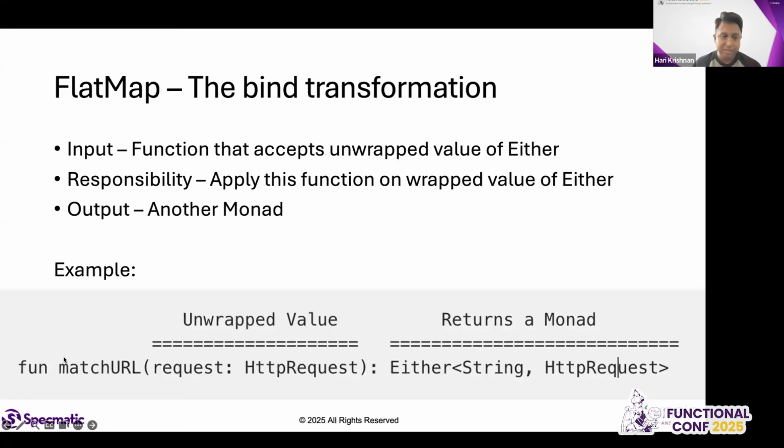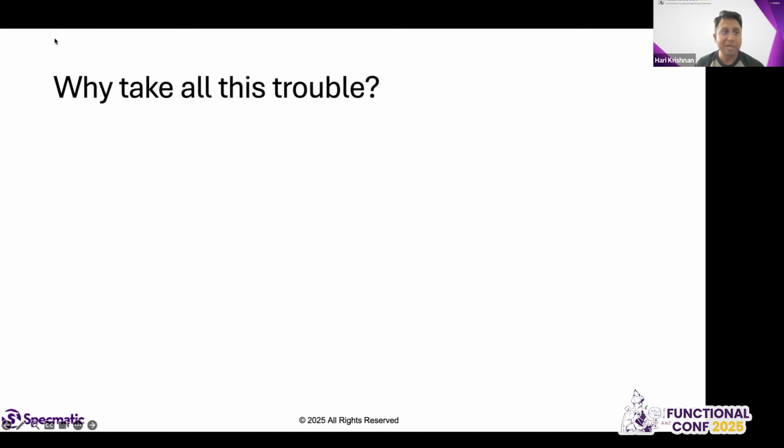So here's a match URL. It takes the HTTP request, which is the unwrapped value of the monad, and then it returns a monad, which is the either monad, which on success is an HTTP request. On failure, it's an error message. And as you can see, HTTP request is the right, error message is the left in the either. So I hope that when I was saying right and left on the previous slide, the connection happened here, right? I'll let you stare at it for a moment and move forward. Why am I taking all this trouble?